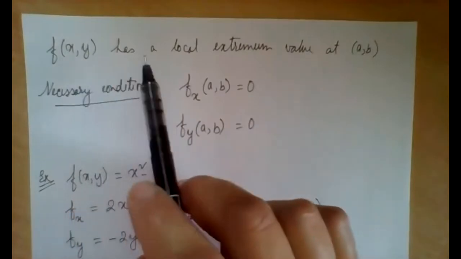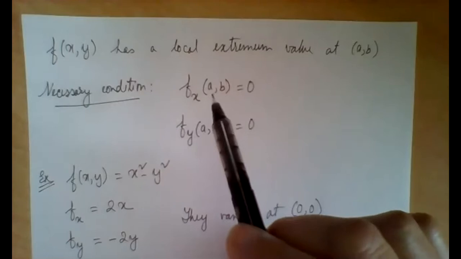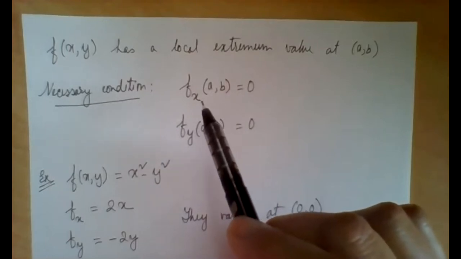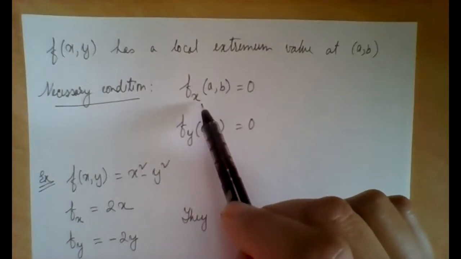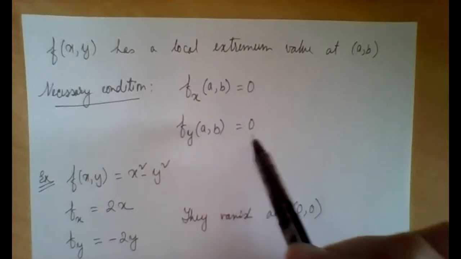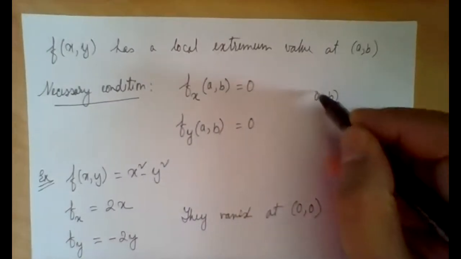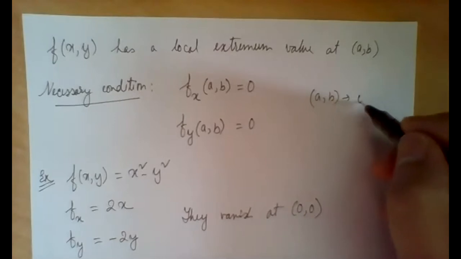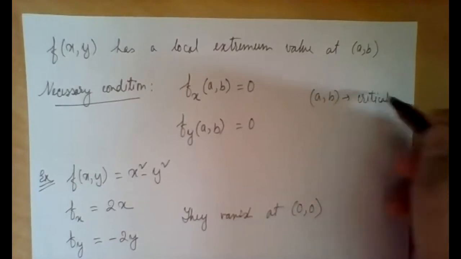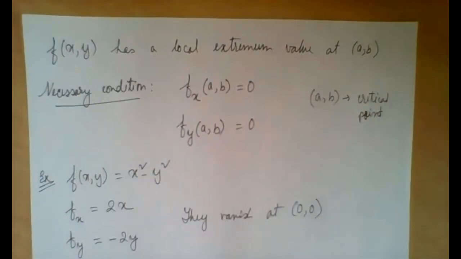So f of x, y has a local maximum value at (a, b). Necessary conditions: the partial derivative with respect to x at the point should be 0, and the partial derivative with respect to y at the point should be 0. The point (a, b) is called a critical point.